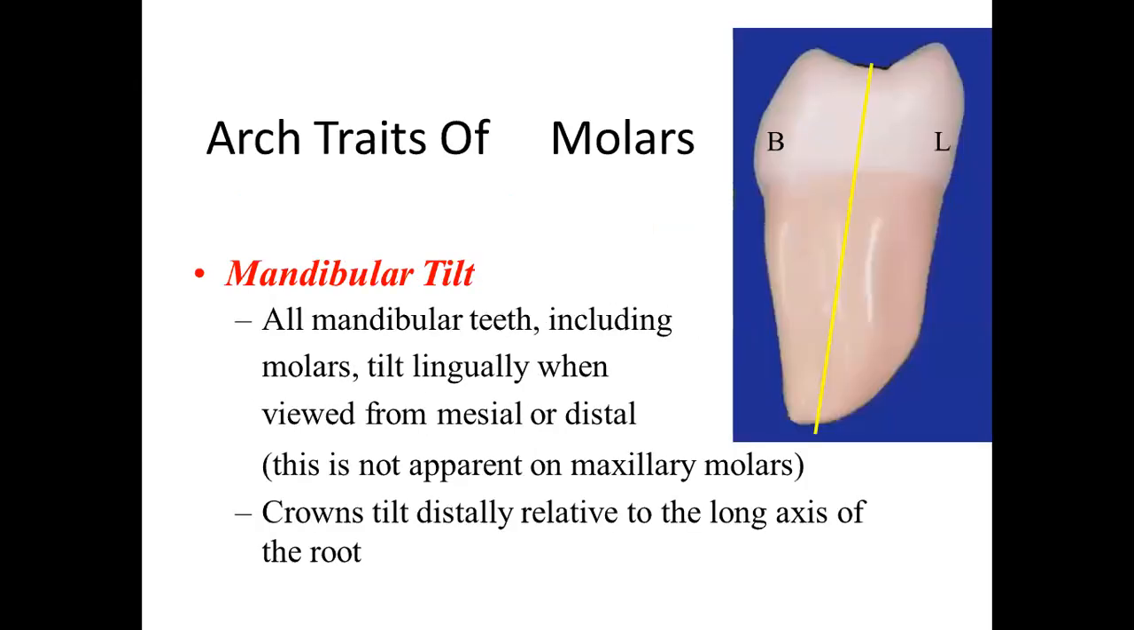Also, when we compare the arch traits of molars, there is a mandibular tilt which is seen in all the mandibular teeth because they are inclined slightly lingually when they are viewed from the proximal aspect. So if we view any tooth of the mandibular arch from their mesial or distal aspect, they'll show slight lingual proclination. So the crowns tilt distally related to the long axis of the tooth.